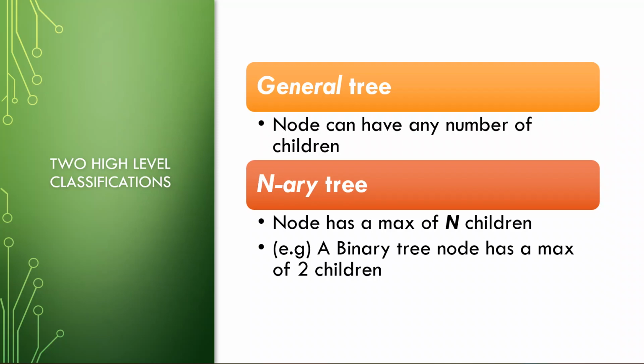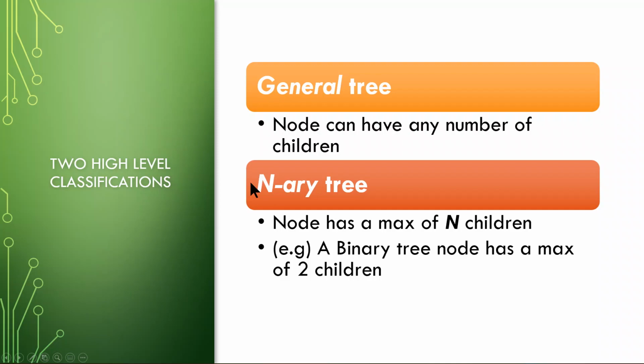Now, two high-level classifications of trees that you can get: either you have general trees. So this means a node can have any number of children. So it can have 0 up to any number of children that come after this. So things like your parse trees, let's say like HTML trees, that document object model, that would be referred to as a general tree.